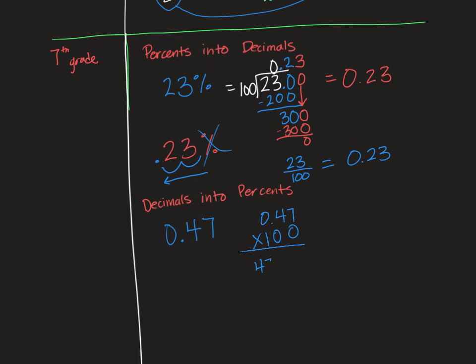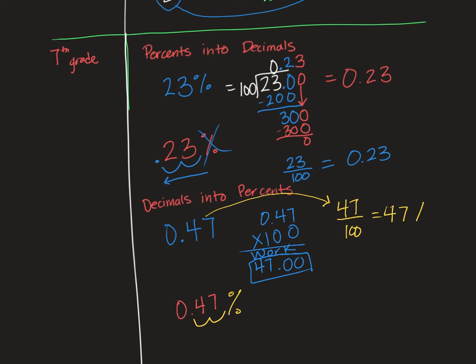You're going to see that it's 47.00. If you multiply it all out, you end up getting 47.00 or just 47. You multiply by 100. Or if you see 0.47, you can move the decimal place 2 places to the right and then put a percentage symbol. So 47%. You can also say this is 47 hundredths. So that's going to be 47%.